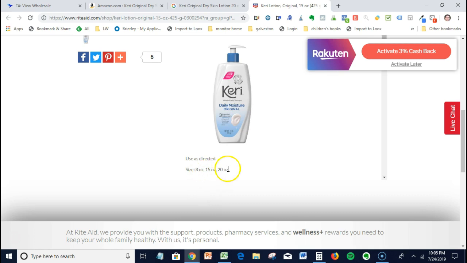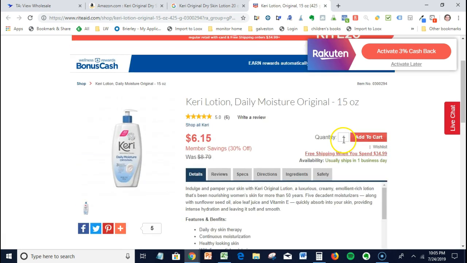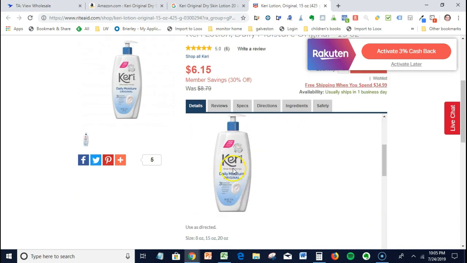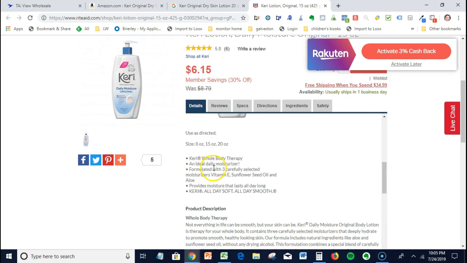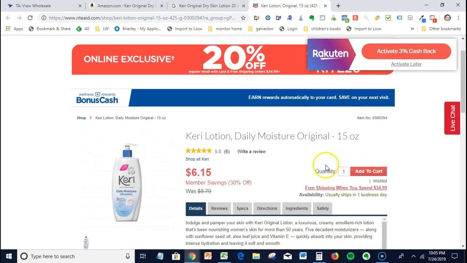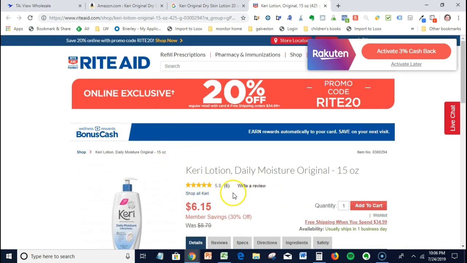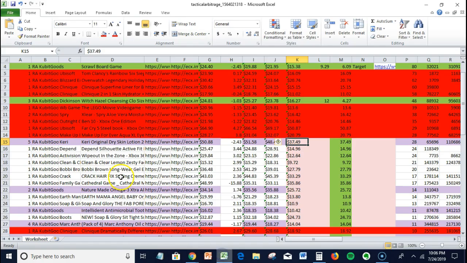Wait. Size 8, 15, and 20. Okay, so wait a second. What the heck? This is really weird. This says 15 ounces, but it says 8, 15, and 20? I don't know what's going on, but either way, this is saying it's 15. The price is $6.15. It's probably not going to be profitable based on that, so we'll get rid of that.